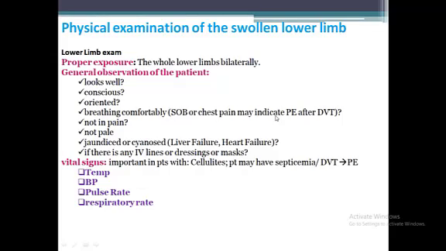Then we should measure the vital signs. It's important in patients with cellulitis, as those patients may have septicemia, and in patients with DVT, as those patients may have pulmonary embolism as a complication. So we should measure the temperature, blood pressure, pulse rate, and the respiratory rate.